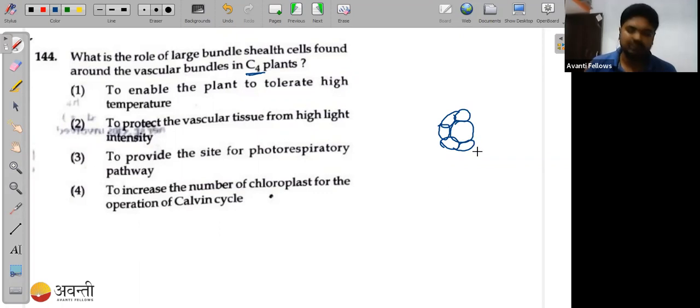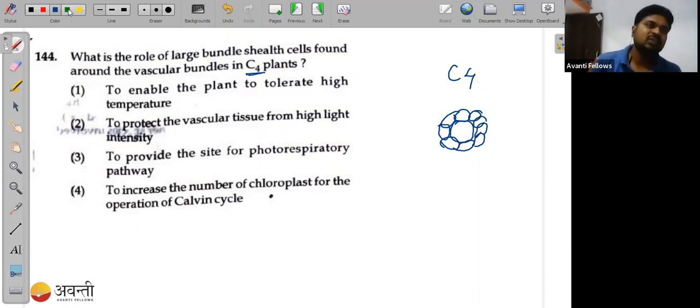ठीक है, and that set of cells is known as the BSC, that is the bundle sheath cell, and उसके around हमें मिलता है mesophyll. Okay, so this type of arrangement you can see in the C4 plant. And C4 plant is useful to avoid photorespiration. ठीक है, ये क्या करते हैं? फोटोरेस्पिरेशन को अवॉइड करते हैं.